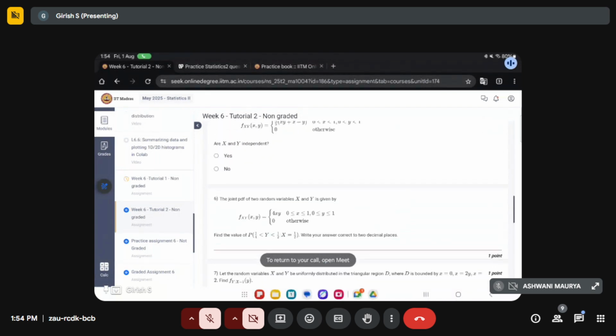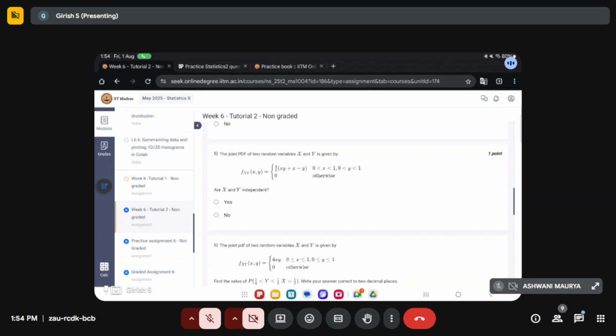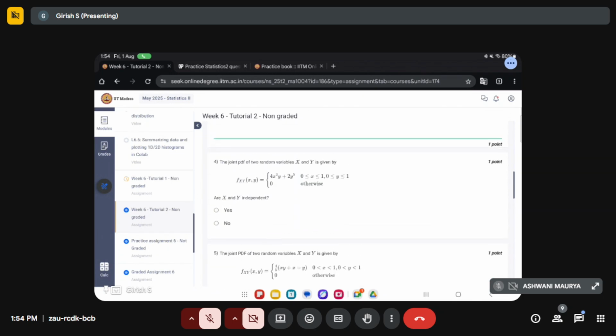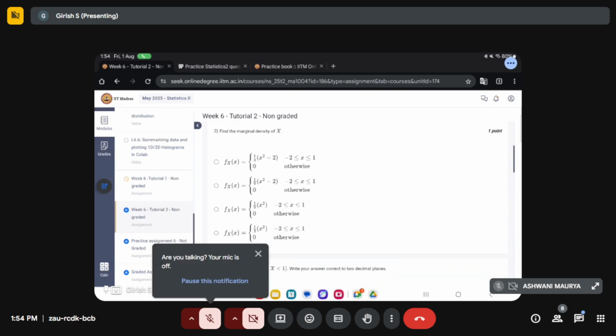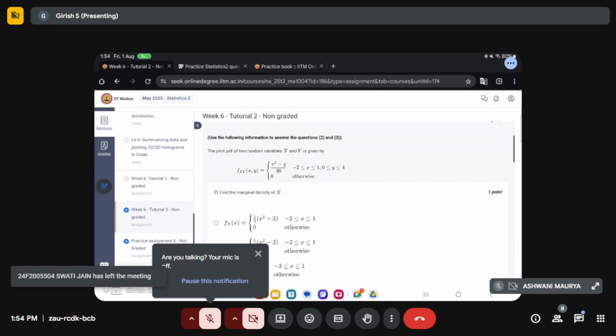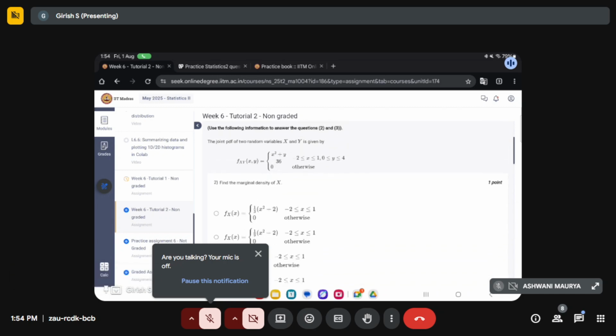Do let me know if there is any particular question I should solve again out of this, or any topics for the quiz, we'll discuss it. Actually, these should be very straightforward. Anyways, let's do it.